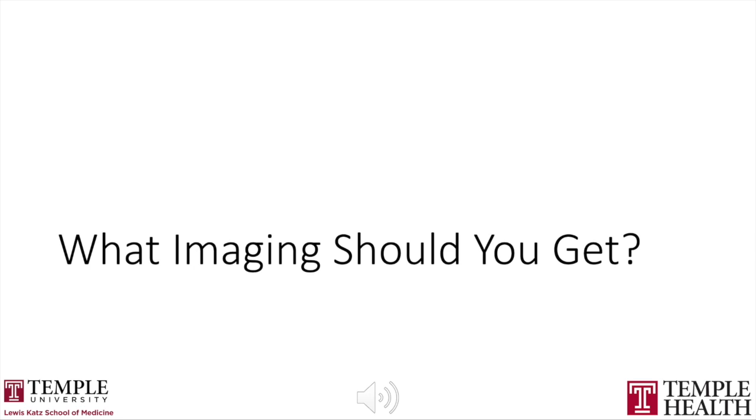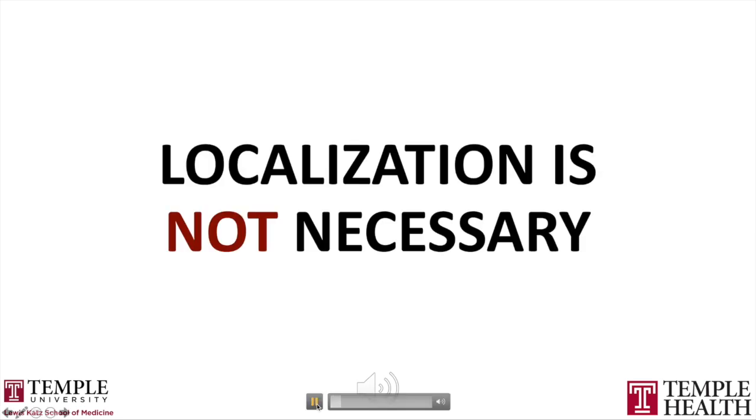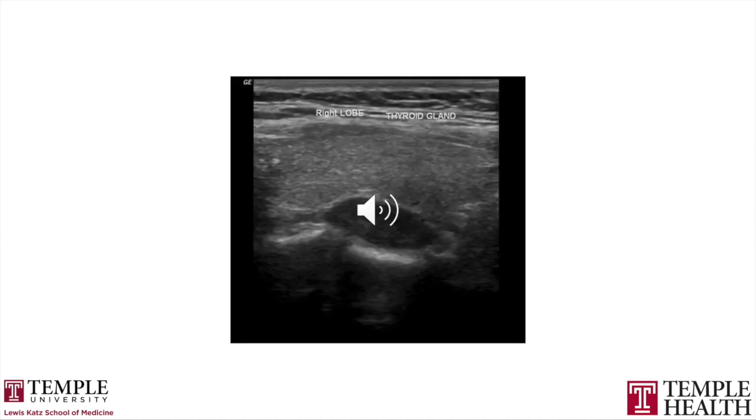And once you've made that decision to operate, then you figure out what imaging you should get. And imaging is helpful, but I cannot stress this enough. Localization with your preoperative imaging is in no way necessary to operate on a patient. So a localization is not necessary. It can be very helpful if you can identify a parathyroid gland preoperatively. And ultrasound has been one of the mainstays of preoperative localization over the years.